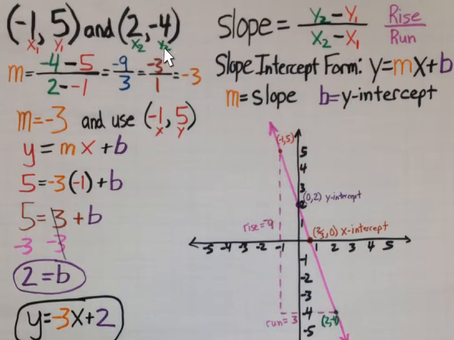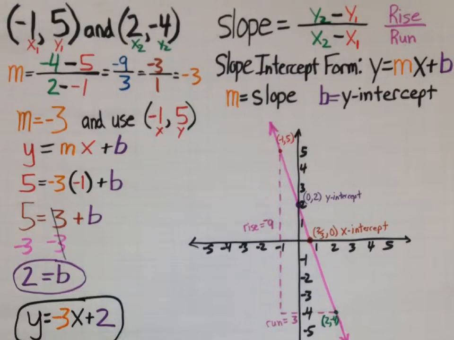This is the x and y values of my second coordinate. This is the formula to find slope. It's rise over run, so we take the two y values and subtract them over the two x values and subtract them. As you can tell, I'm taking y2 minus y1, so negative 4 minus 5. And then I took x2 minus x1.